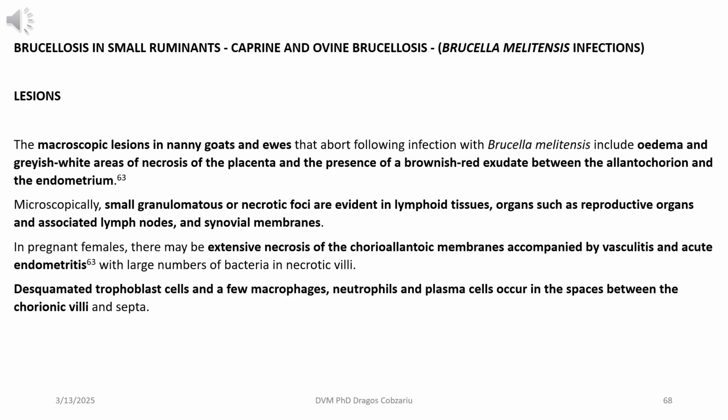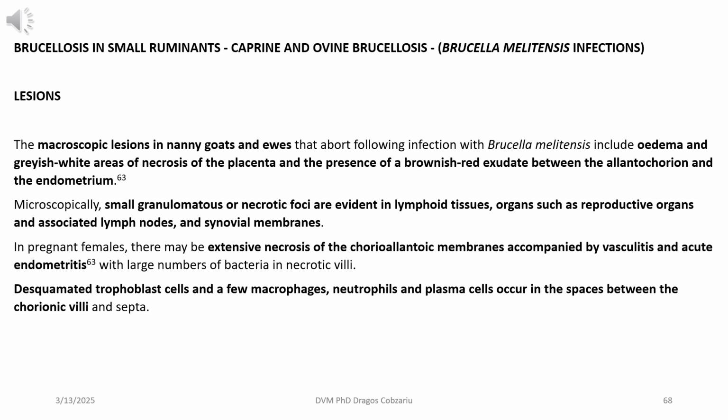The macroscopic lesions in nanny goats and ewes that abort following infection with Brucella melitensis include edema and grayish-white areas of necrosis of the placenta and the presence of a brownish-red exudate between the allantochorion and the endometrium. Microscopically, small granulomatous or necrotic foci are evident in lymphoid tissues, organs such as reproductive organs and associated lymph nodes, and synovial membranes. In pregnant females, there may be extensive necrosis of the chorioallantoic membranes accompanied by vasculitis and acute endometritis with large numbers of bacteria and necrotic villi.